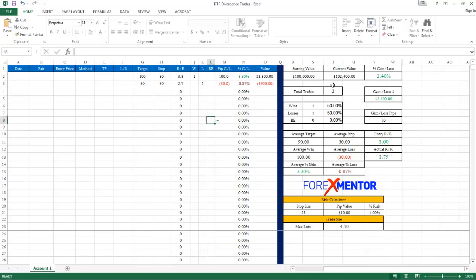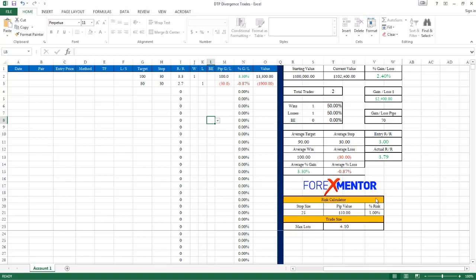Okay, so now you can see it's adjusted the numbers over here. Now you have a 2.4% gain on your account. Shows you the actual gain and loss in dollars, the gain and loss in pips, and your percentage of wins versus your losses here.